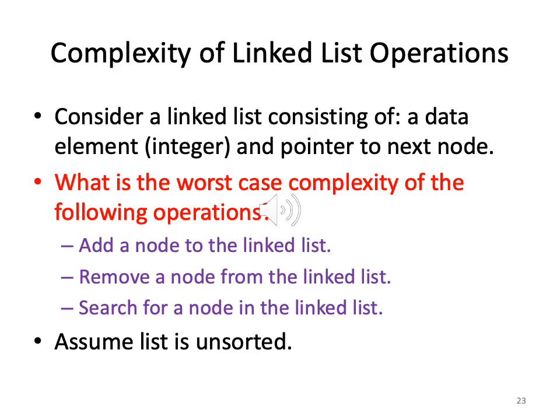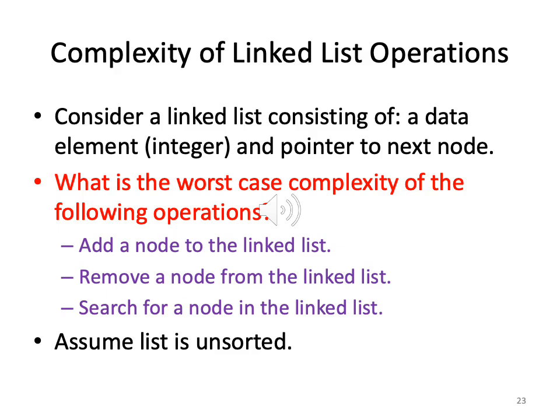Now the question is, what is the worst case complexity of the following operations? The operations are adding a node to the linked list, removing a node from the linked list, and searching for a node in the linked list. Here we can assume that the list is unsorted, which means that the nodes can appear in any order.